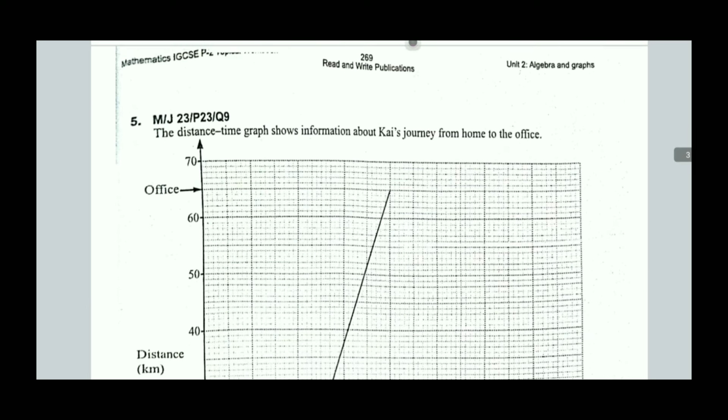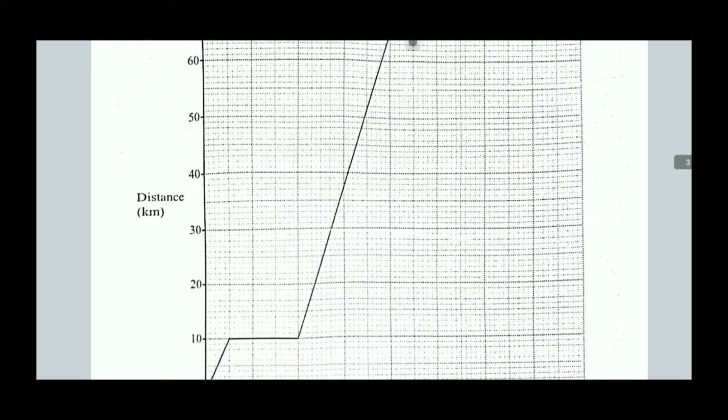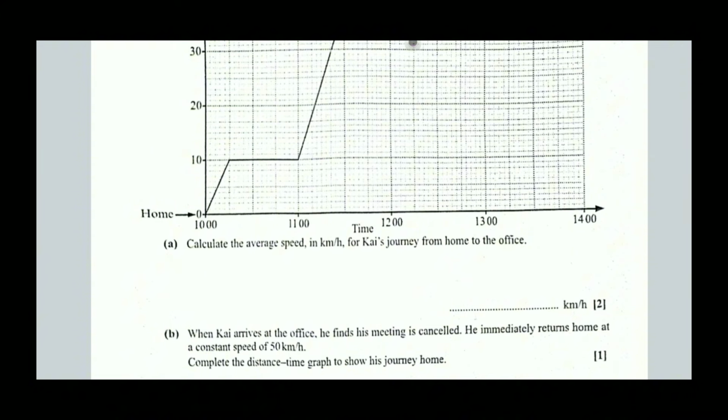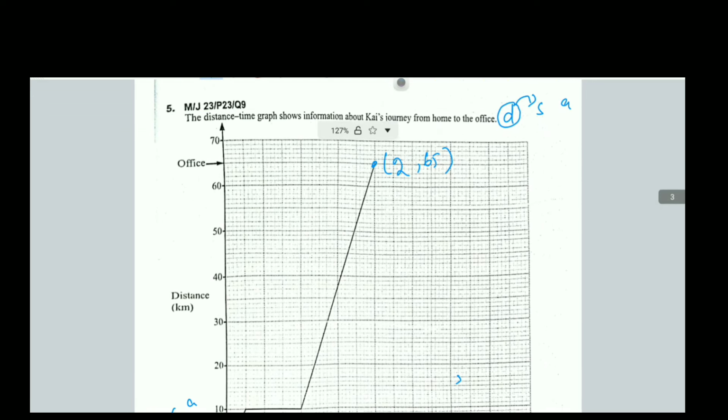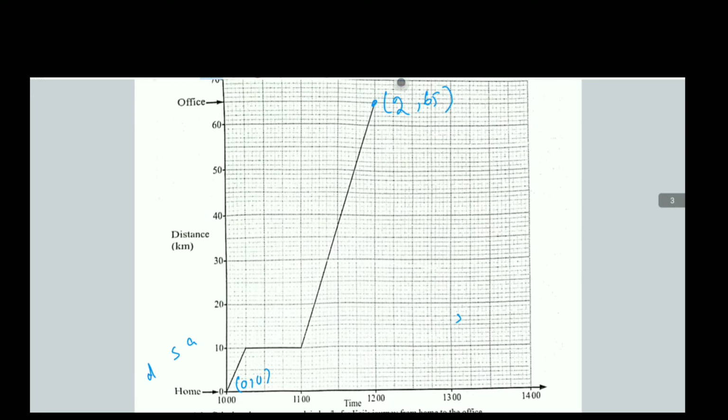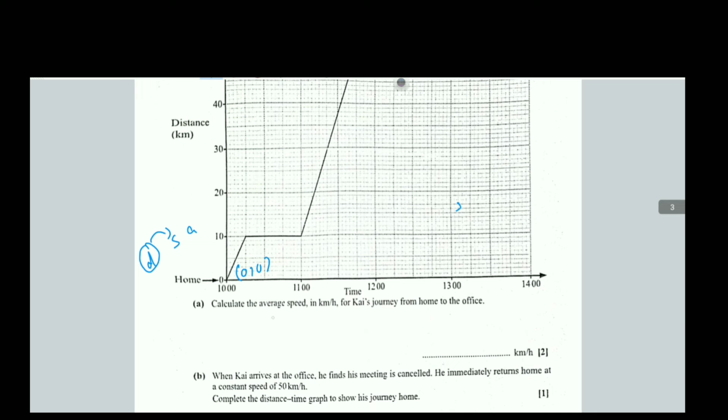The distance time graph shows information about the kite's journey from home to the office. What the question is asking is to calculate the average speed in kilometer per hour for his journey from home to the office. According to DSA, we are going to find speed from distance. This is the distance graph, so we are going to find the speed. It means we are going to find gradient here. So gradient m is equal to y2 minus y1 over x2 minus x1.